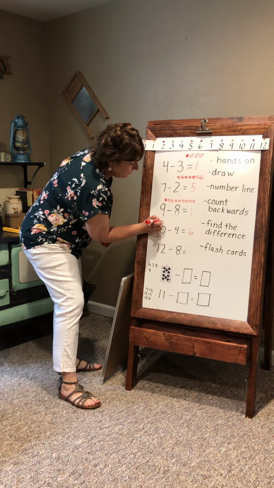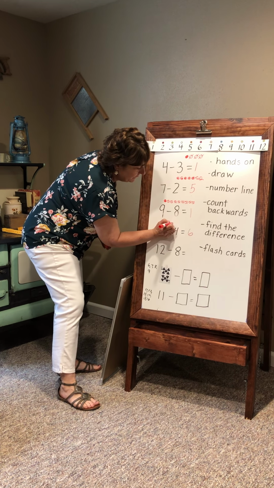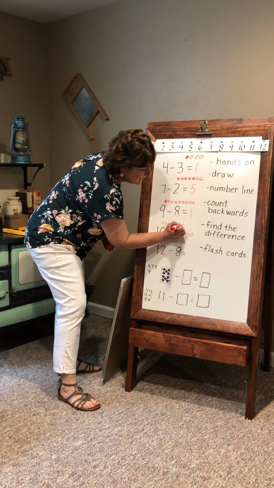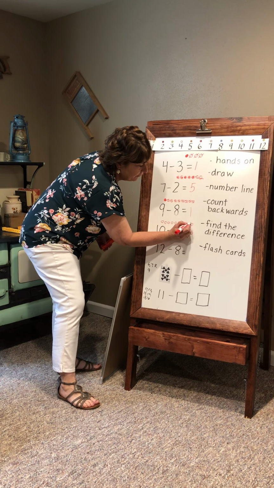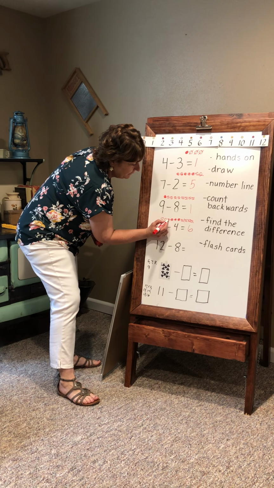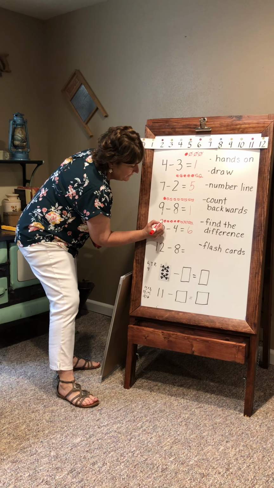If we draw 1, 2, 3, 4, 5, 6, 7, 8, 9, 10. Cross out 4. 1, 2, 3, 4. It leaves me with 1, 2, 3, 4, 5, 6.